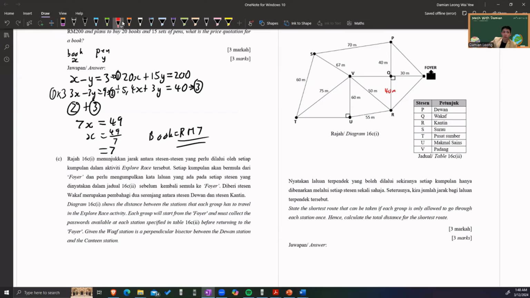Yeah. So we want to go to each station once. So we look at the shortest distance. Okay, I don't have the distance to P here, but I can use Pythagoras theorem. Basically, it's 50 and 50.